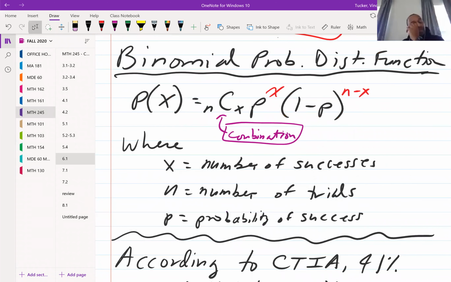So it's the binomial probability distribution function. So we got nCx. That C is not a variable, it's the combination function. And you got p to the x power times (1 minus p) to the n minus x power, where x, n, p represent everything we talked about up to this point. x is the number of successes, n is the number of trials, p is the probability of success.